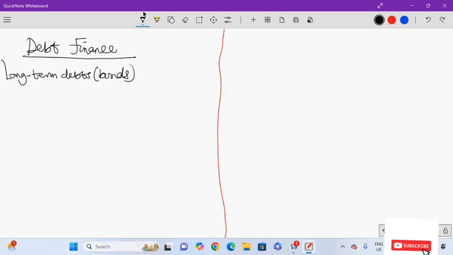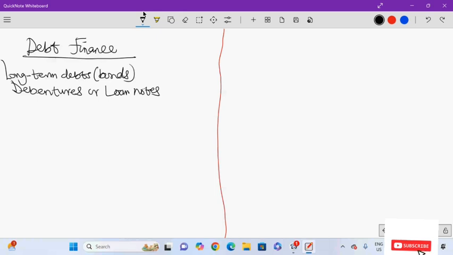So usually it's in the form of what? Debentures. You've heard of debentures before? Debentures or loan notes, right? You've heard of them? So they are the sources of long-term debt. So what are debentures, loan notes, or bonds?